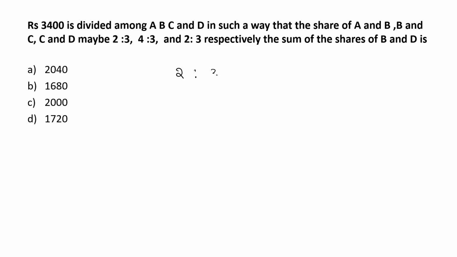The ratios were 2:3, 4:3 and 2:3. When we merge all these ratios, we get A:B:C:D. We have learned the process in the previous video, so we are not going to discuss the process here, and we are going to get the final ratio. 2 into 4 into 2, that is 16. Multiply this 3 with 4 and go downwards. That is 4 3s are 12.